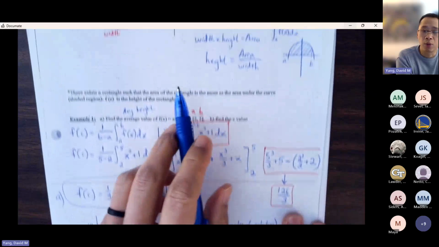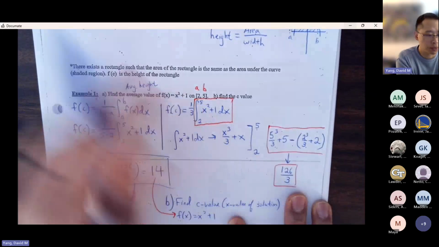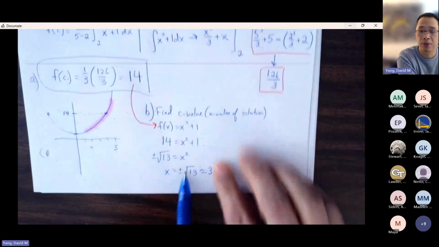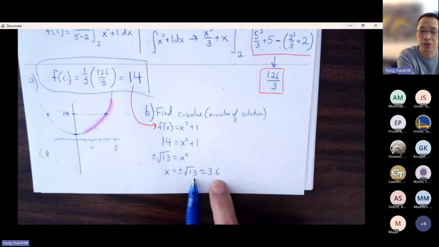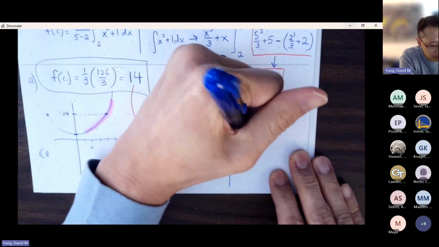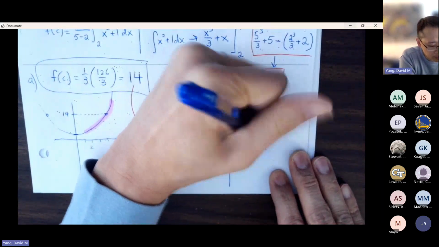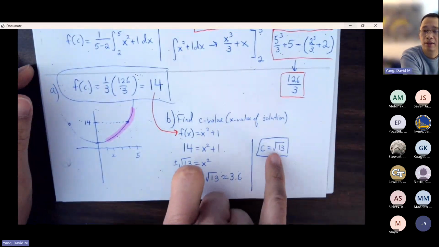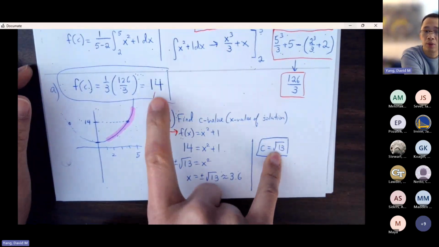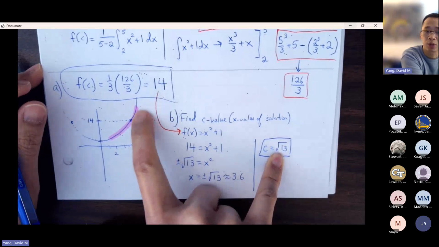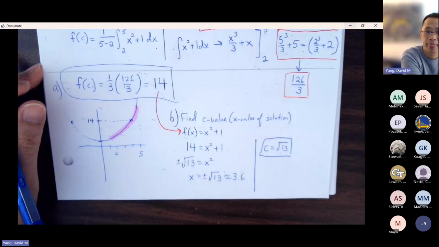However, we only care about our bounds here. So our bounds is between 2 and 5. So we only are looking for a C value between 2 and 5. And the only one that makes sense is a positive 3.6 or root 13. So therefore, our C value is root 13. Okay, we're just finding the x value location where our graph is hitting that average height of 14 along its path.